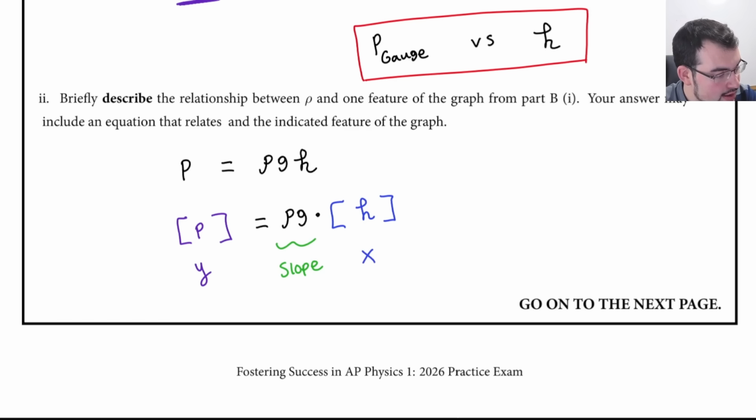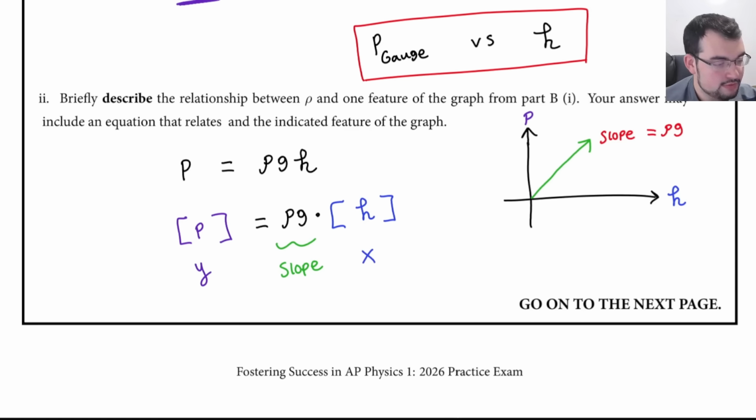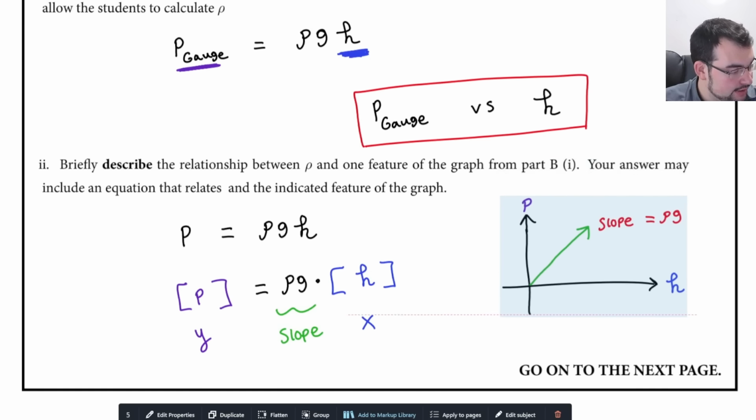Another neat way, this is a less common one, but I like this. I've seen a couple kids do this: we graphed the pressure on this axis, we graphed the depth on this axis. Then we got a best fit line, and the slope of that best fit line was equal to rho times g. Both of these actually earn both B points, if you're curious.